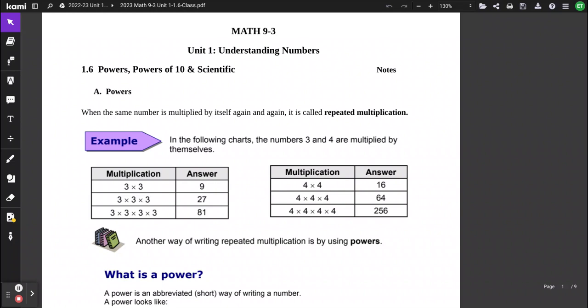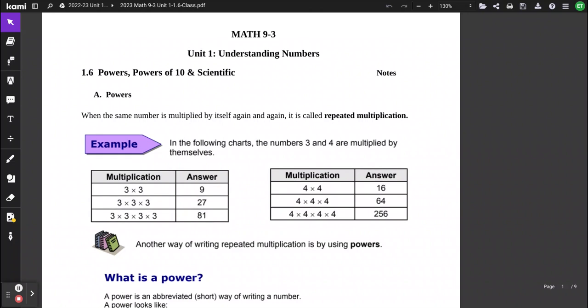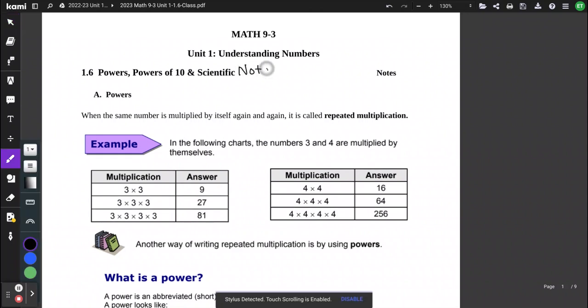Welcome to lesson 1.6. We're going to be talking about powers of 10 and scientific notation. That word is missing, so we need to write the word notation. For some reason, that one got missing. So we have three sections to this lesson: A, powers, and B, powers of 10 and scientific notation.